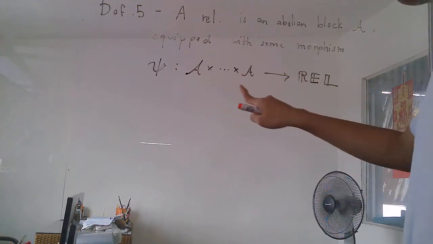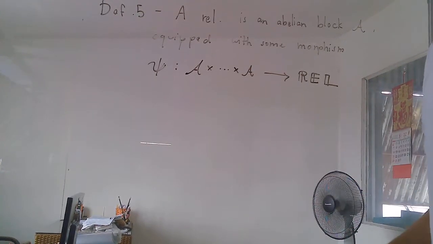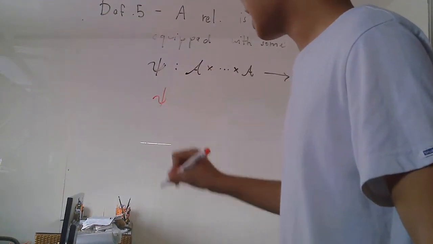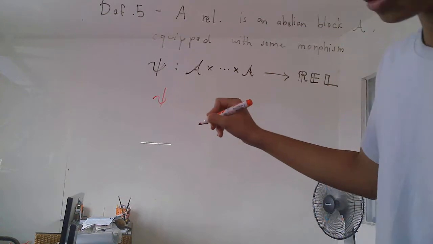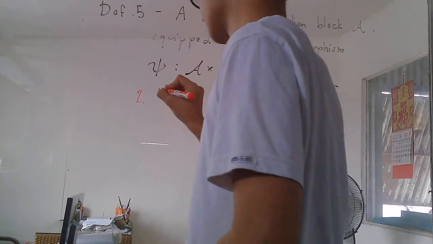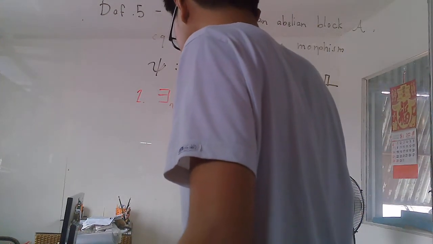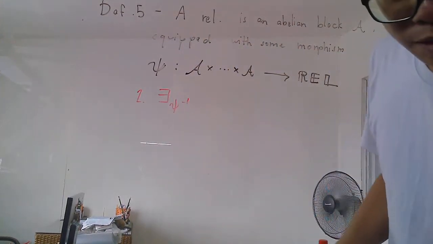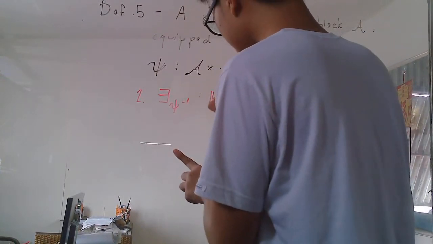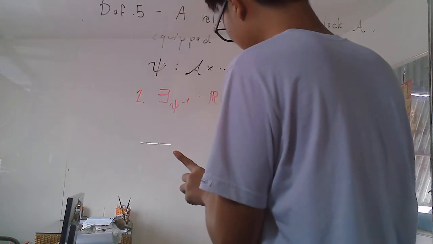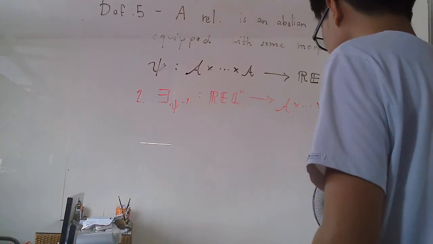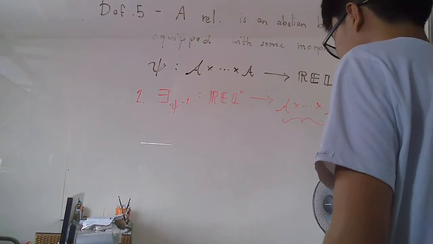So it maps pairs from A onto REL, and now psi satisfies these two conditions. One, there exists a psi to the minus one, or there exists some inverse that maps REL tuples, REL N, onto A cross A, N times.